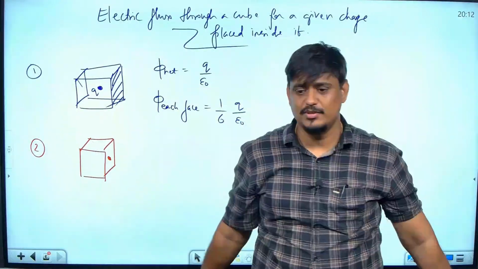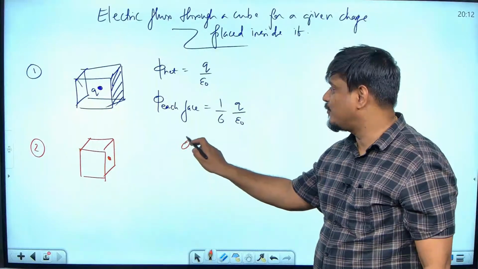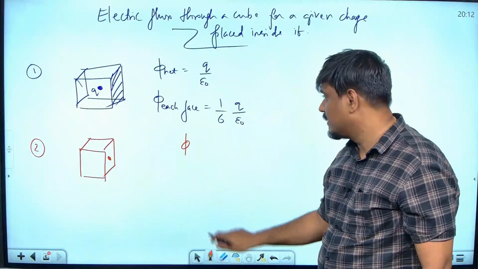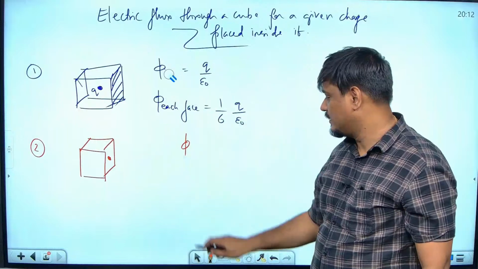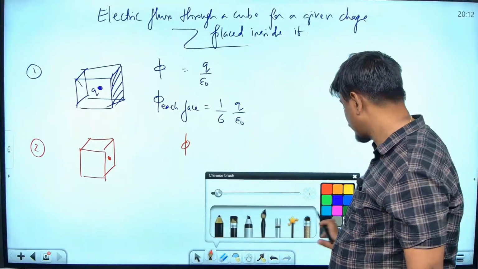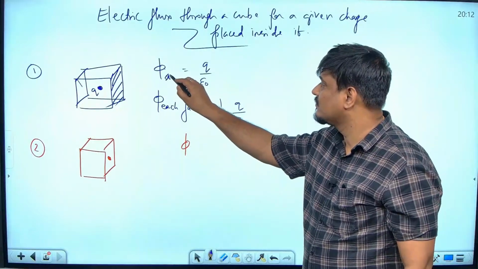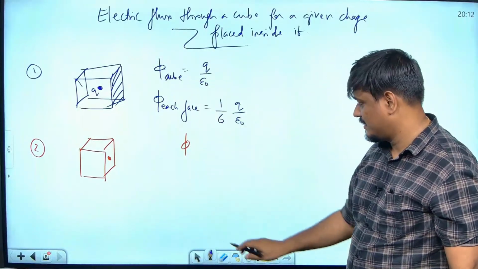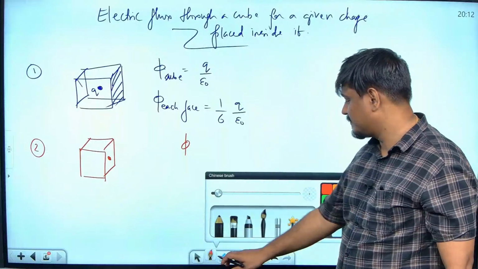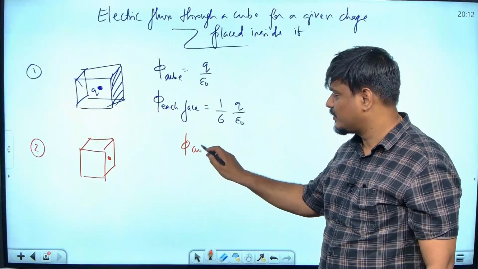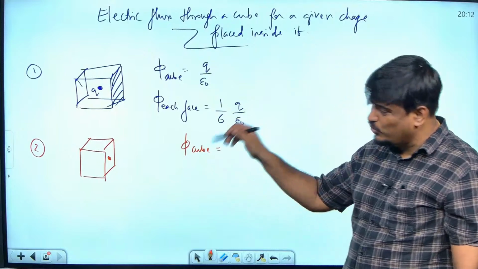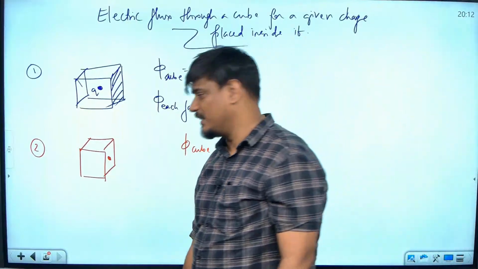And then if I ask you, tell me, what is the flux through this cube? Q by epsilon naught. Very good. It's wrong. Q by 6 epsilon naught for the cube. No, Deva, think a bit more.